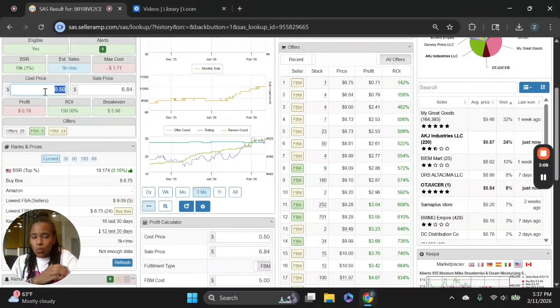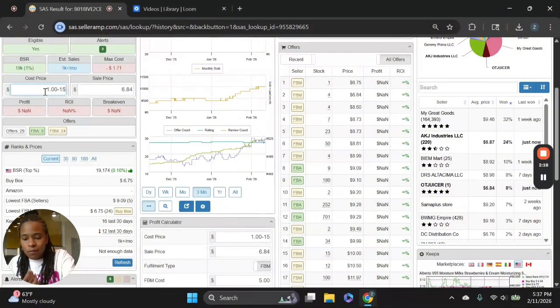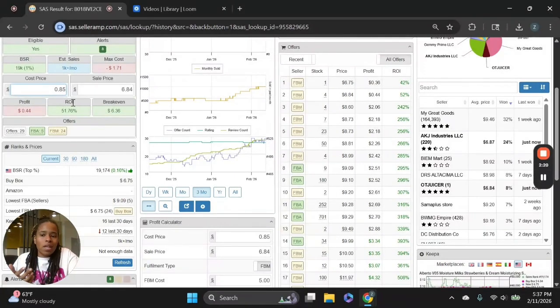This is your cost price. So whatever you're getting the product for, this is what you put. So say we're getting the product for $1. If we have any coupons, we just do minus, let's just say 15%, and then we just enter it here. Now our new price is going to be 85 cents.